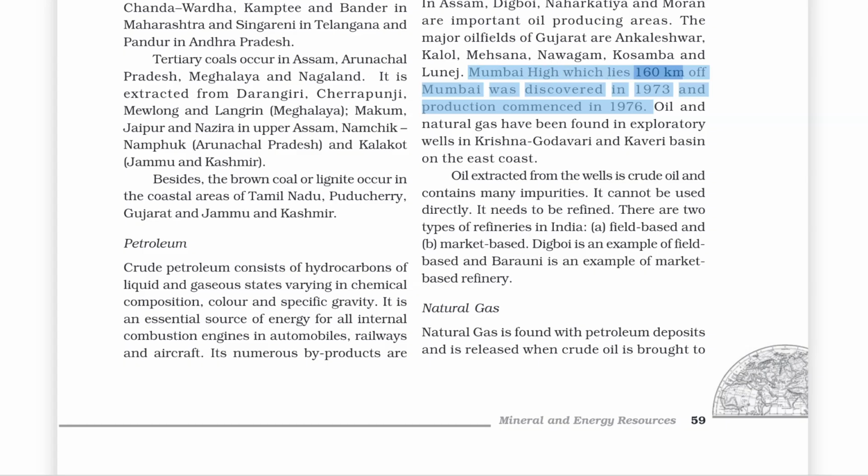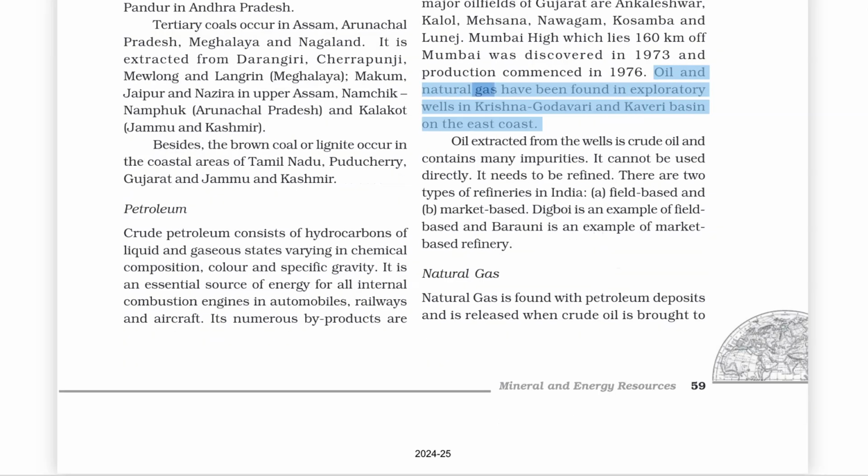Mumbai High, which lies 160 kilometers off Mumbai, was discovered in 1973, and production commenced in 1976. Oil and natural gas have been found in exploratory wells in Krishna Godavari and Kaveri Basin on the east coast.